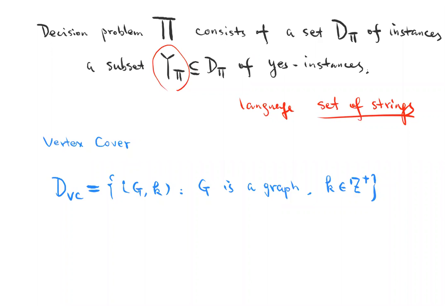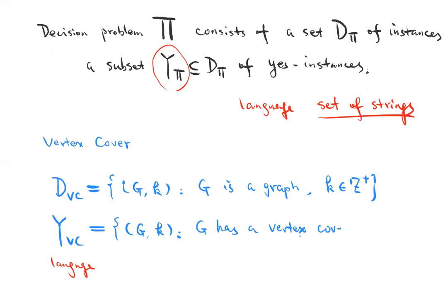And then its yes instances, that's the language part. It corresponds to the following language: pairs such that the pair is a yes instance, so G has a vertex cover of size at most K. In terms of languages, it contains all yes instances. No instance is not inside the language. So that's a formal counterpart.